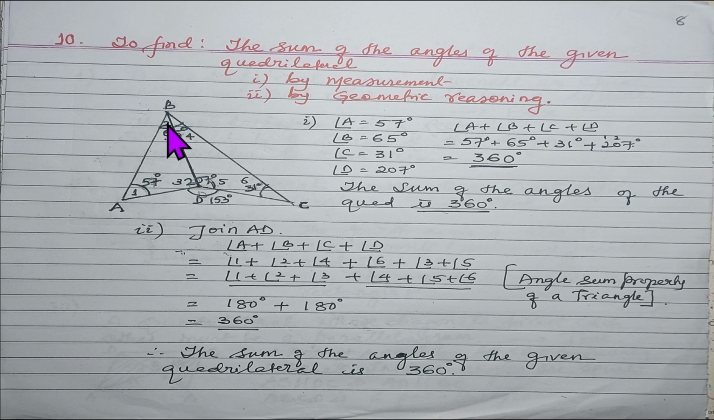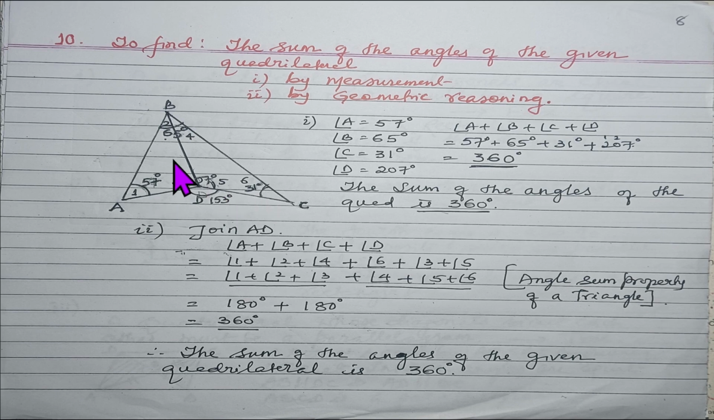Now already I have written the angles here by which I have measured, but now we have to prove it logically also. Now for logical proof, let us join BD. When I join BD, then I have got angle A plus angle B plus angle C plus angle D is equal to angle 1 plus angle 2 plus angle 1 plus angle 2 plus angle 4 plus angle 6 plus angle 3 and angle 5.